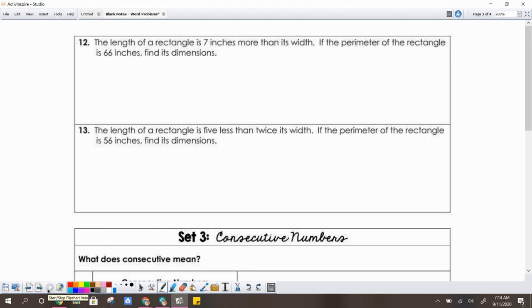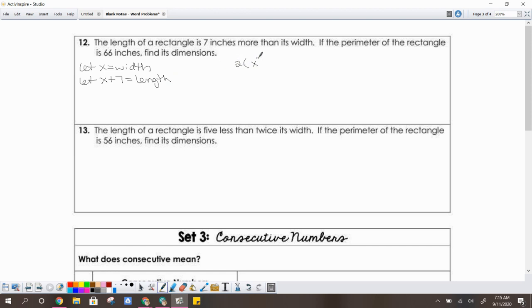The length of a rectangle is 7 inches more than its width. If the perimeter of the rectangle is 66, find its dimensions. So pause it, try it. All right, so for 12, your x is your width. And then your length would be x plus 7 because it's 7 inches more than the width. All right, so then you can go ahead and plug it into your formula.